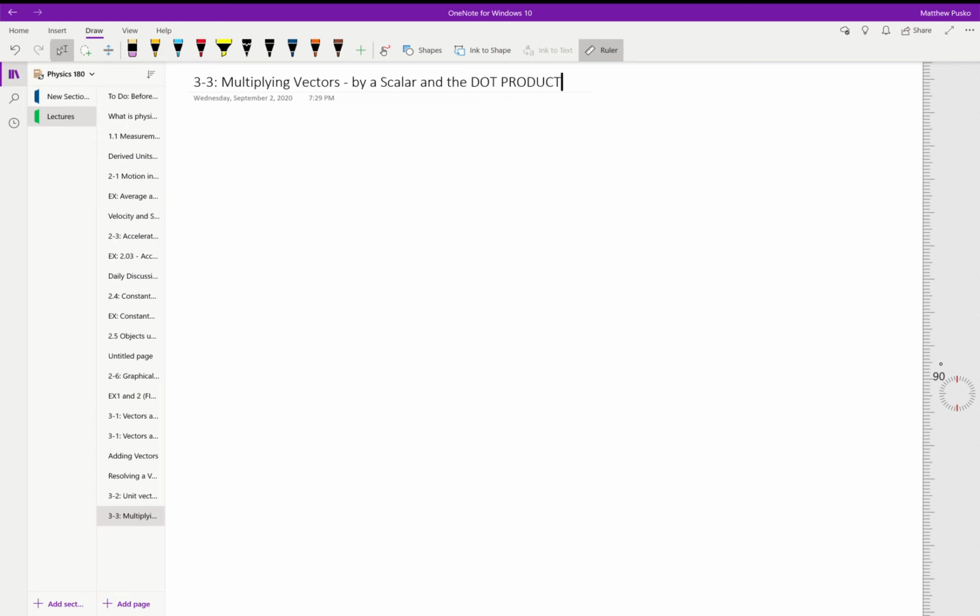Alright, let's start talking about multiplying vectors. We're going to be doing that a lot in this class and especially in your future. There's three ways. One is very simply to multiply by a scalar. So multiply by scalar, and we'll say that scalar is some s.